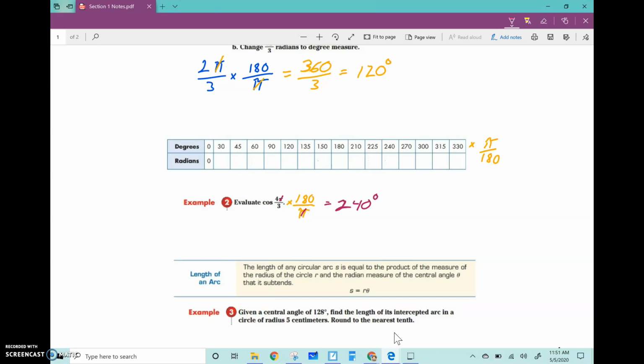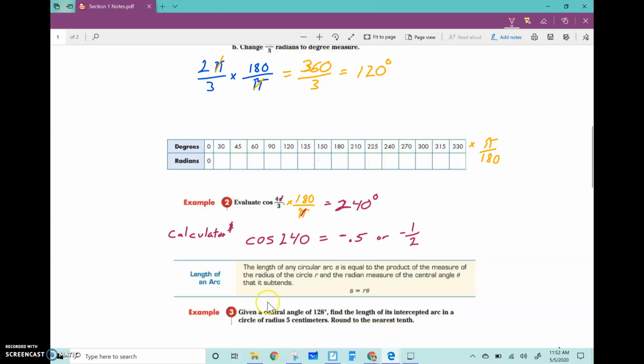Okay. Now, in your calculator, just simply type in cosine 240. And you will get negative 0.5, or negative half, negative 1 over 2. And it's that simple. Just make sure you switch that to degrees and then type in cosine of 240.